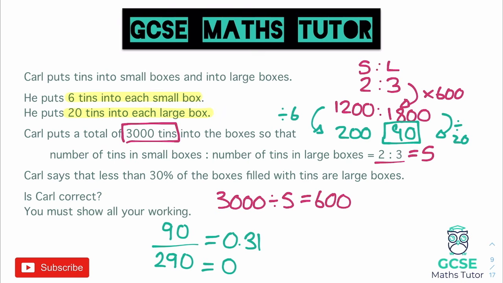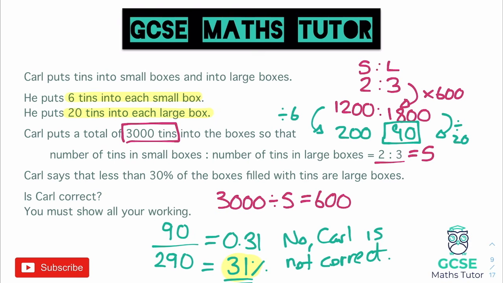be 31%. So if that's already 31%, we already know that Carl's statement is incorrect, because Carl says that less than 30% are in the large boxes. We've just worked out it's 31%, and there is a little bit more after that, so we would say, no, Carl is not correct, because it's over 30%. So we would make that statement: no, Carl is not correct. And there we go. That wasn't the nicest of questions, but another type of question involves ratios and percentages.